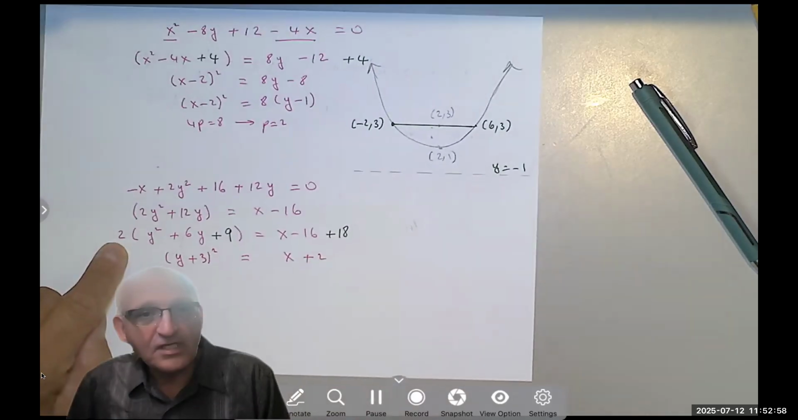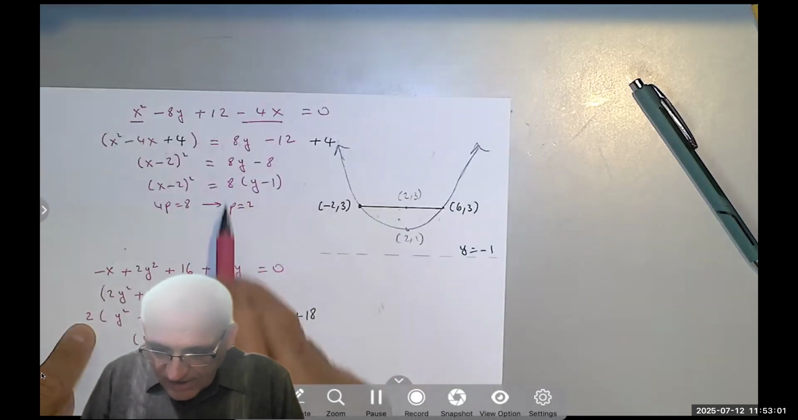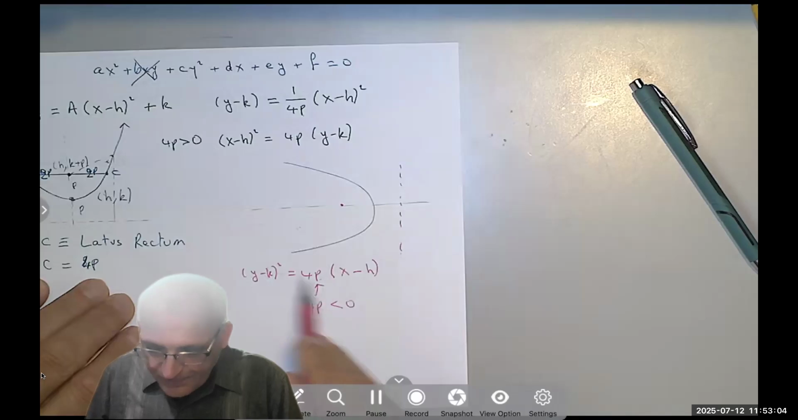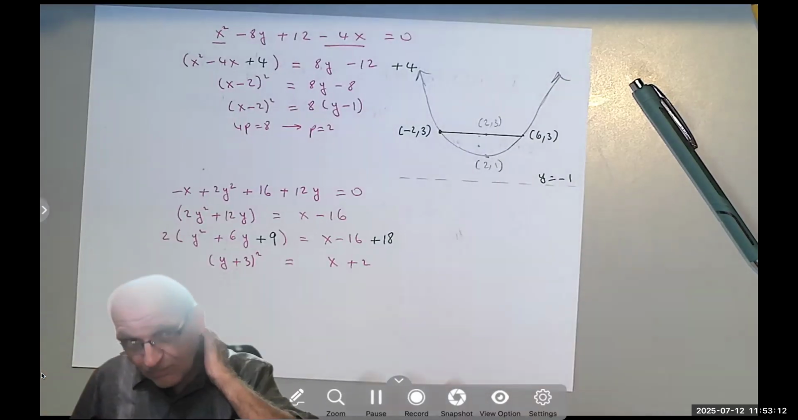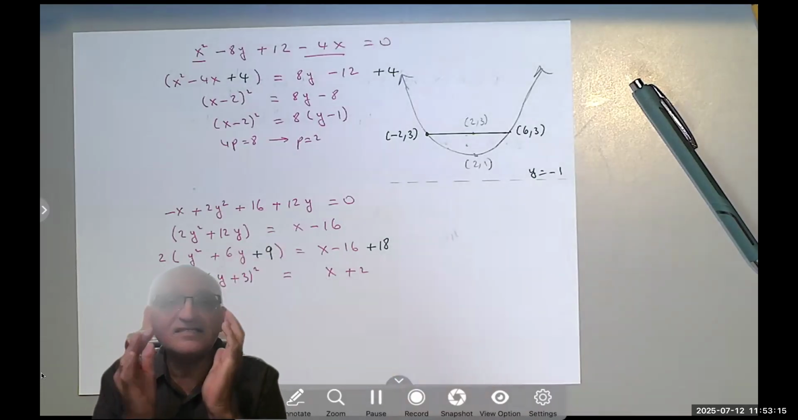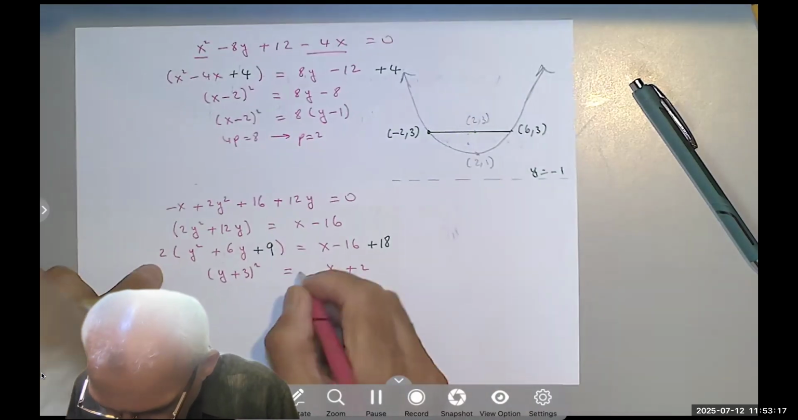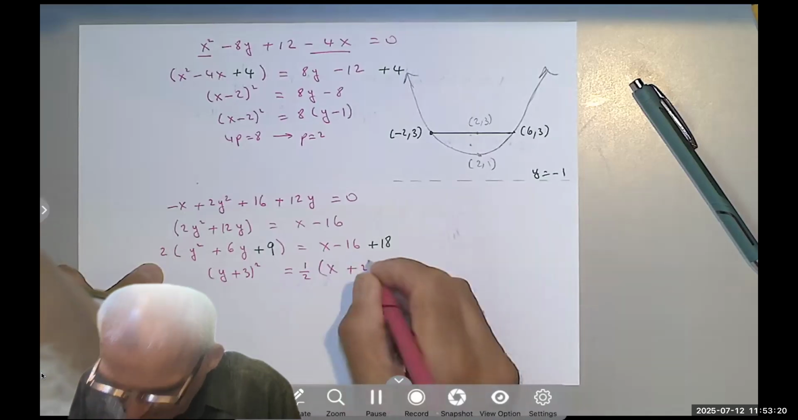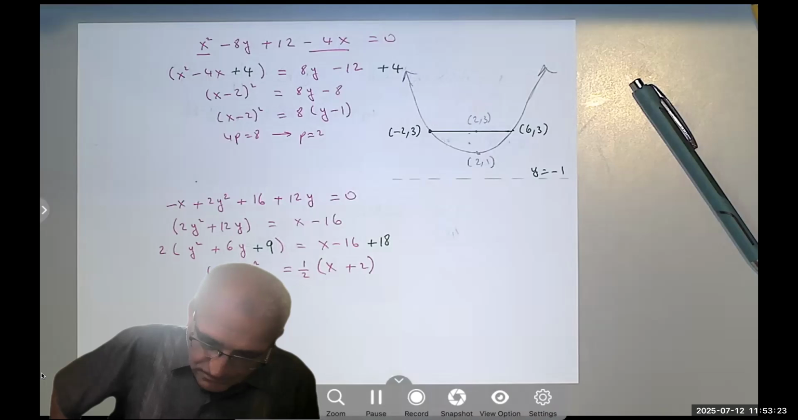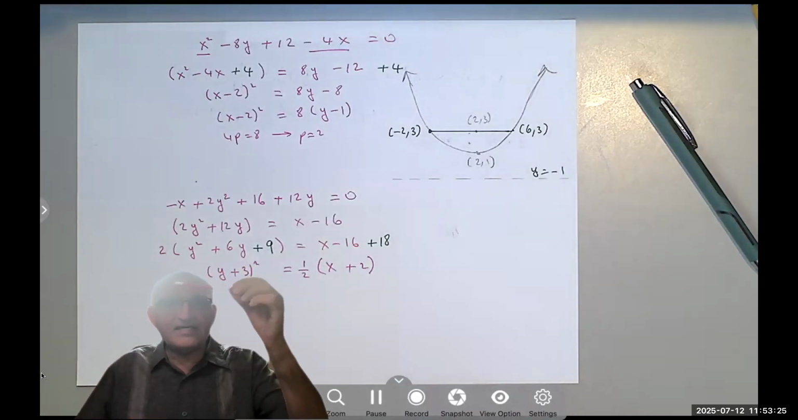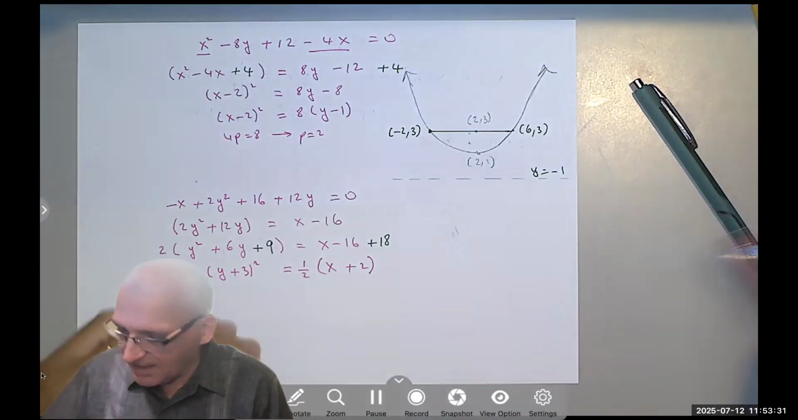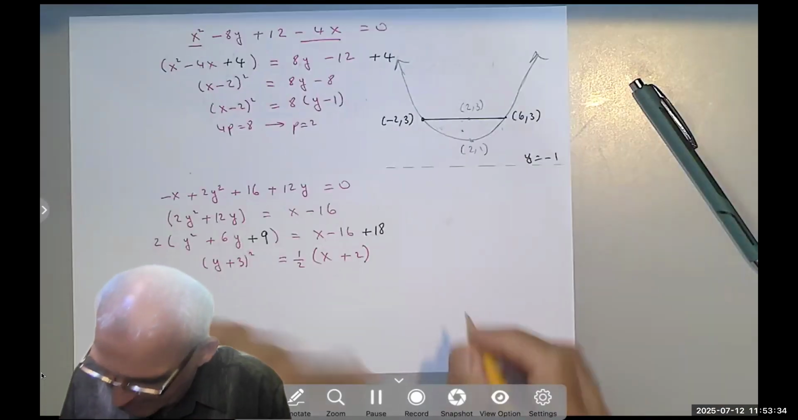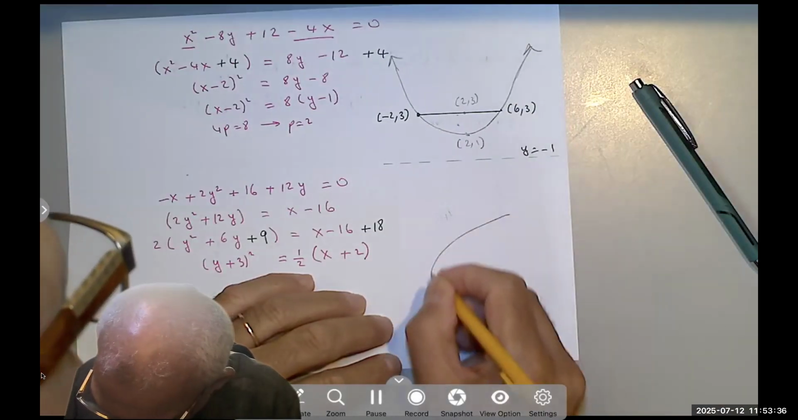And then I had a 2 here. Notice I wanted to have 4p on the right-hand side. So on the left-hand side, there is nothing multiplied by this pair of parentheses. Y plus 3 squared has to be by itself. So I have to divide everything by 2, and you get 1/2 times x plus 2. Right there, it tells you the axis of symmetry is parallel to the x-axis. And because this is positive, my parabola is opening to the right.